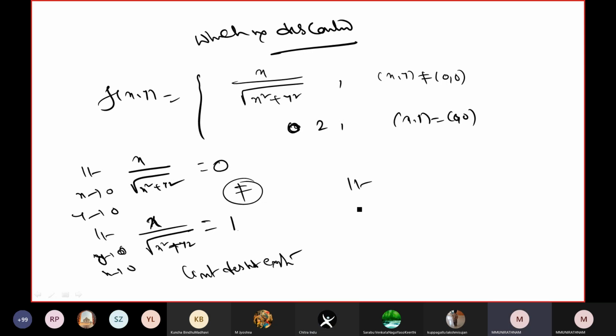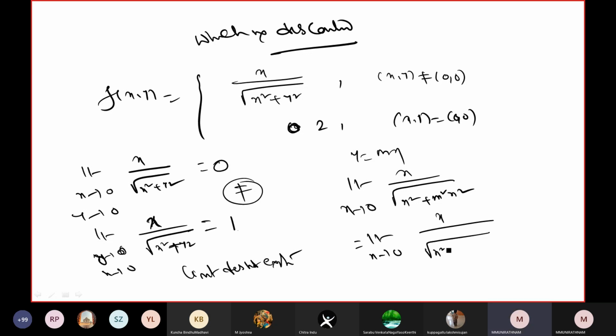No, not like that. If you go by the y equal to mx path, then x by root of x square plus m square x square. So this will be root of x square into (1 plus m square). Root x square is x, cancel, limit as x tends to 0 gives 1 by root of 1 plus m square. So this is not unique, therefore the limit does not exist.